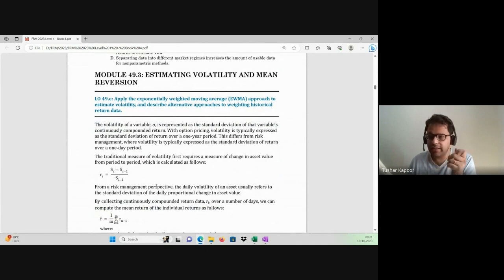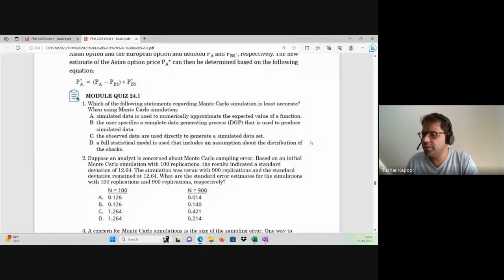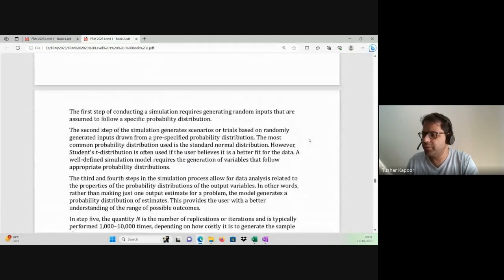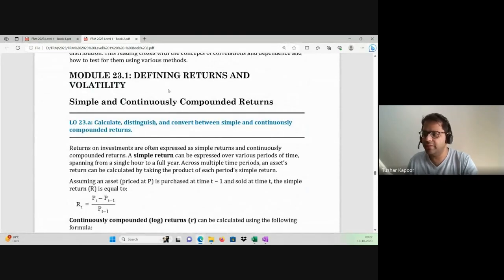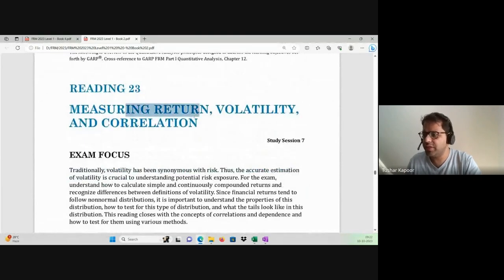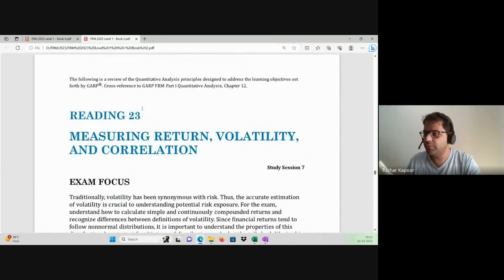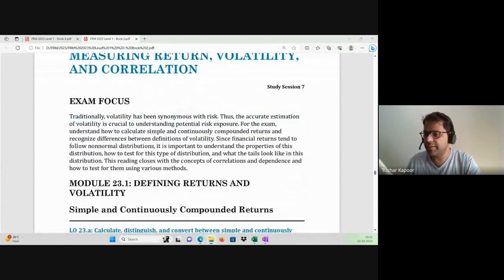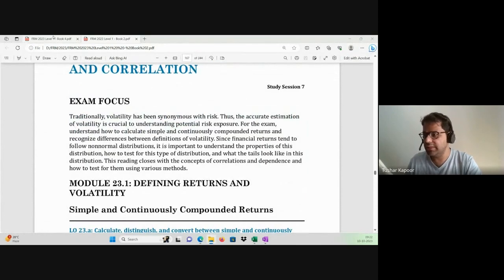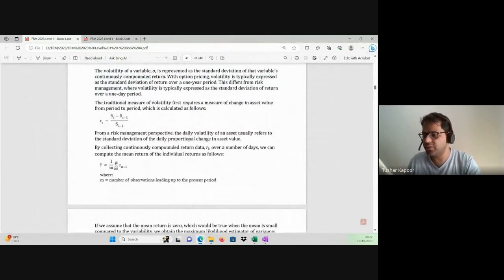Estimating the volatility and the mean reversion, which is our next LOS. It is somewhat an extension of the concepts that we already did while we were doing there is specifically a chapter, defining returns and volatility. So measuring returns, volatility, and correlation. Reading number 23 from the quants book is something like an extension. Its extended portion comes in the rest of the book here.